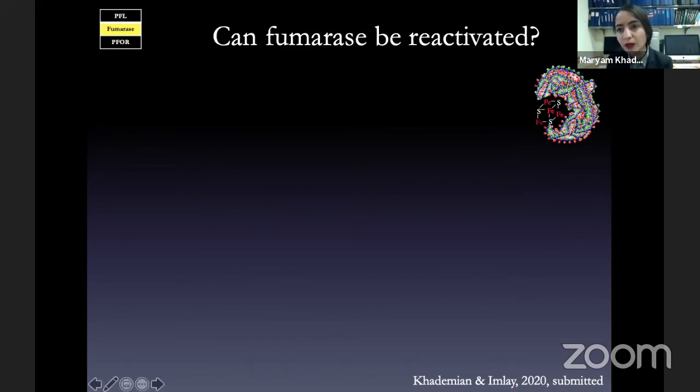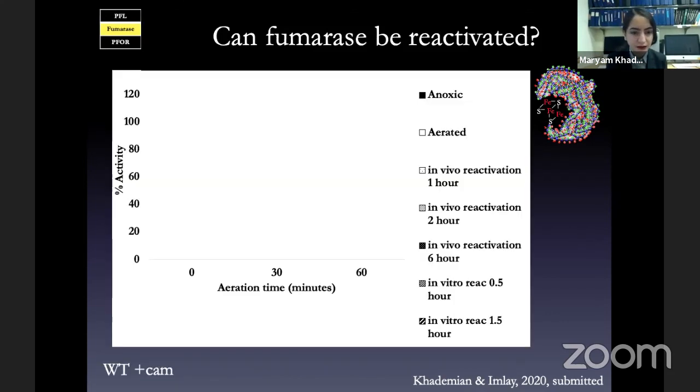What we know about fumarase is that fumarase has an iron sulfur cluster, and this iron sulfur cluster is exposed to the environment. Superoxide can come and steal and basically oxidize this cluster. That would result in the iron atom that was here to just fall off. Now, we want to see if the cells are capable of reactivating.